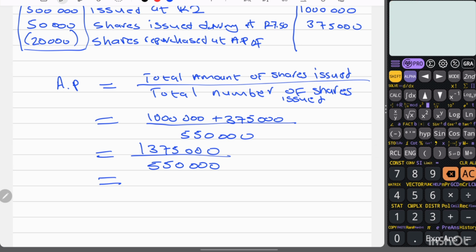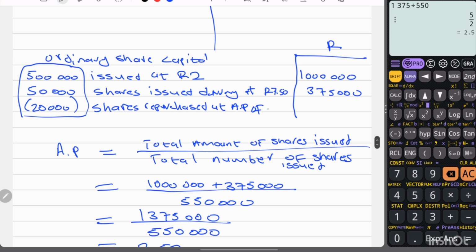Then I'm going to get my average price. Let's go and calculate our average price now. It's going to be 1,375 divided by 550. Then I'm getting my average price, which is 2.50. Then you go to this ordinary share capital and put your average price at 2.50. Buying back is always in brackets. It's going to be 20,000 multiplied by 2.50, and here it's going to be 50,000. Then I'm done with the buying back.